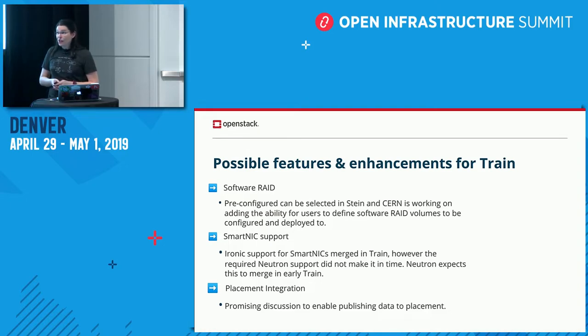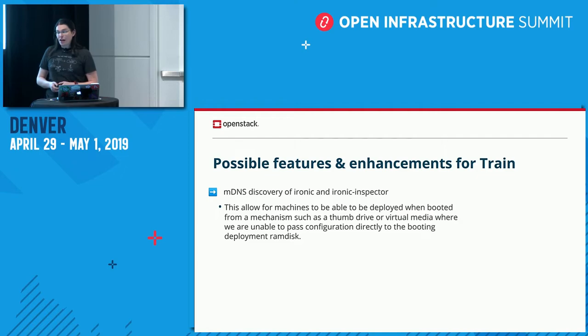We're probably going to see integration with the placement service this cycle. There's no guarantees there. There's just lots of discussion amongst many teams about doing this cycle. And we're starting to look at using mDNS discovery so that you could possibly have a pre-burnt image on a machine or a thumb drive of an Ironic that could possibly identify and find Ironic without any additional assistance.